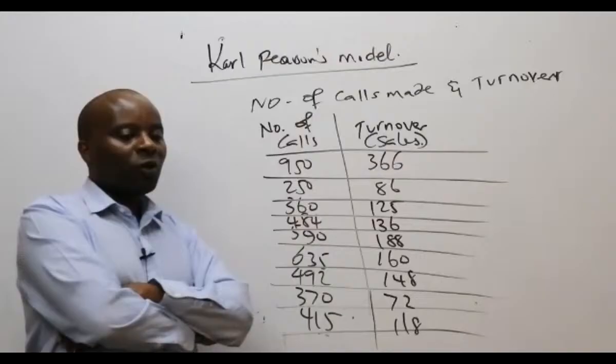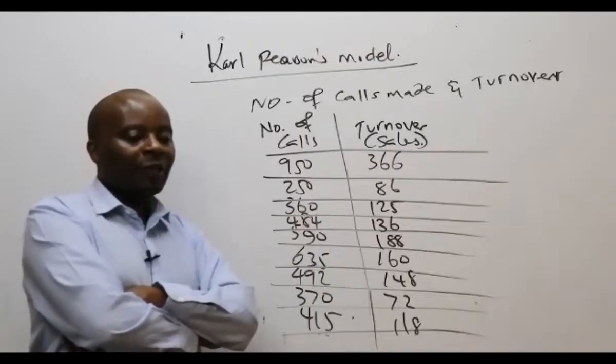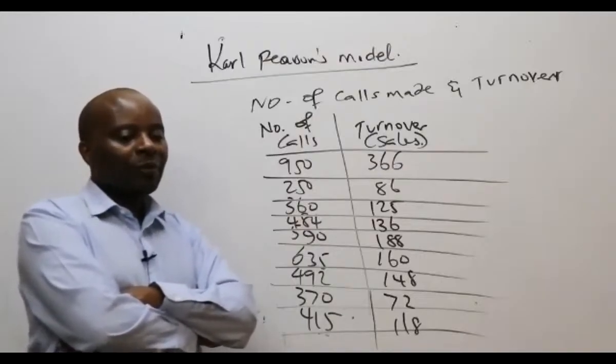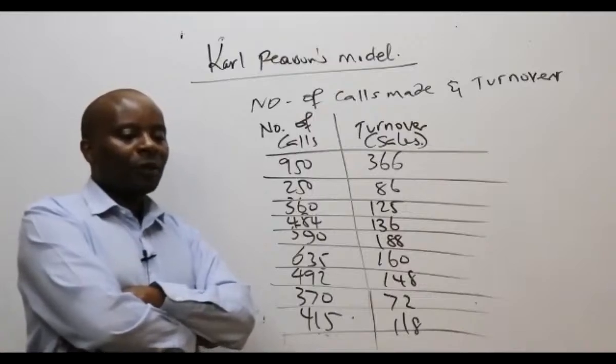Fatima anasema number of calls X. Lilian pia anasema the same, Fatima the same. Turnover becomes Y. Thank you very much, Grace. Great.